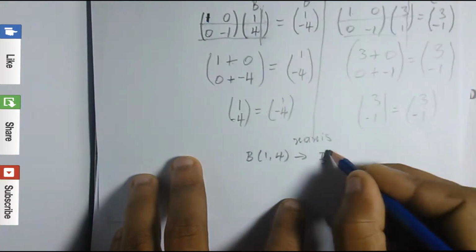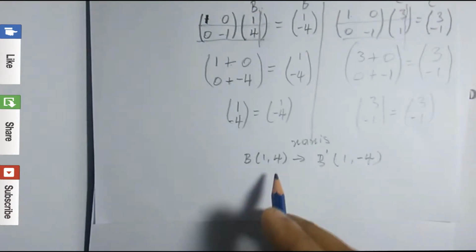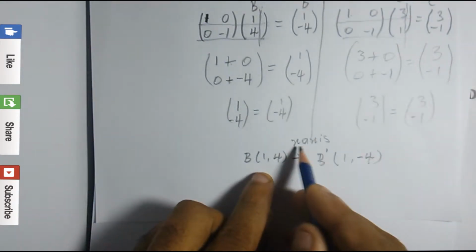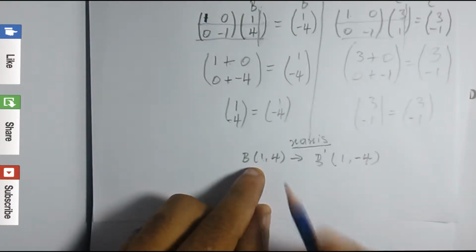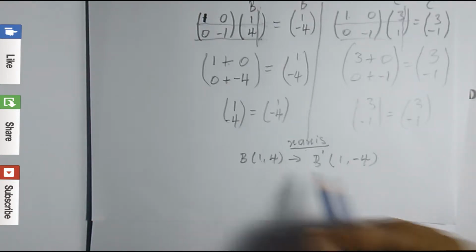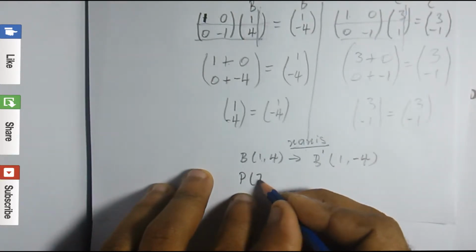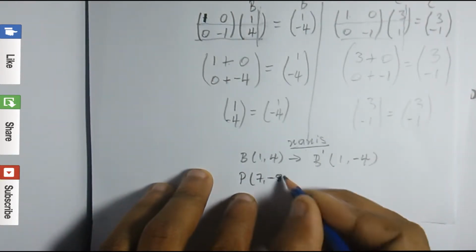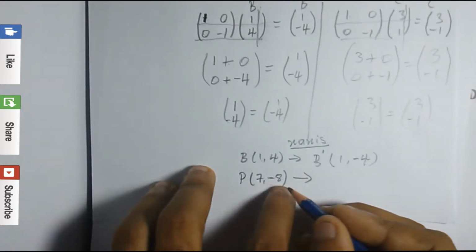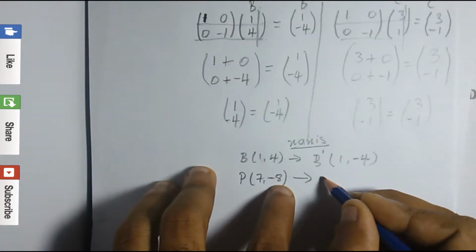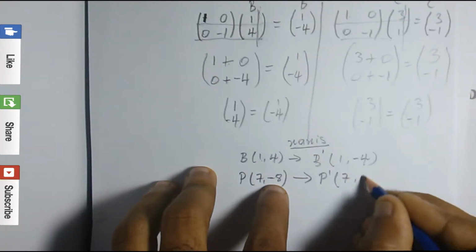If you really look at B prime, you would see that the only thing that happened to the values when you're reflecting a point through the x-axis is that the x value doesn't change, only the y value. So if we have, for example, P, which represents, let's say, (7, -8), if we reflect this point through the x-axis, what value would change? Not the x value, but the y value. So P prime would represent (7, 8).